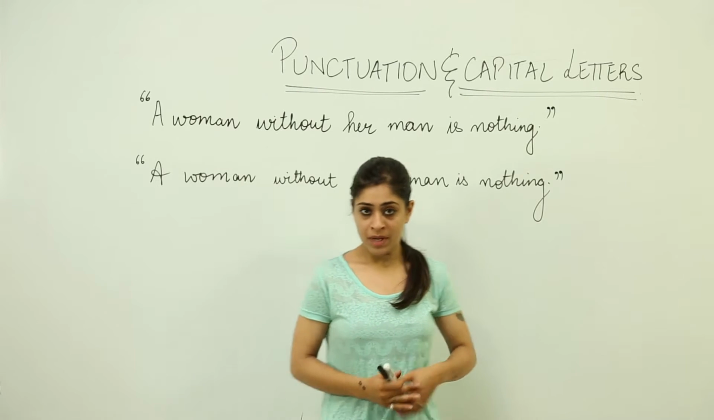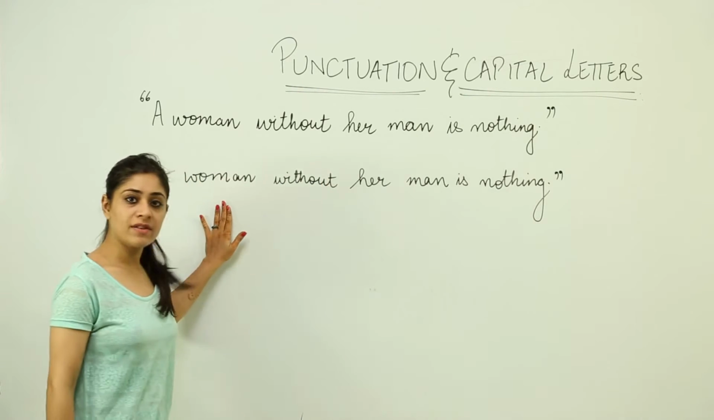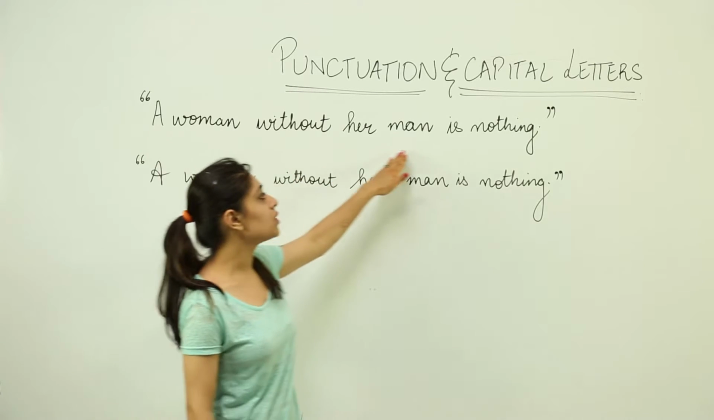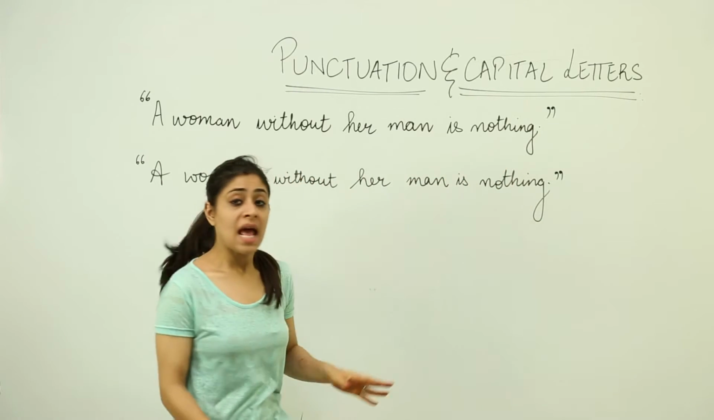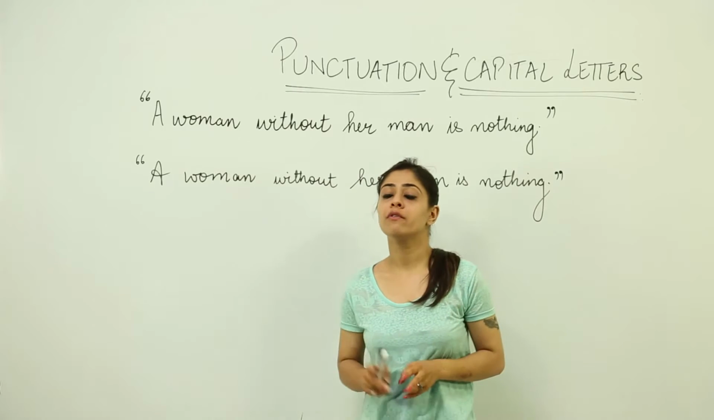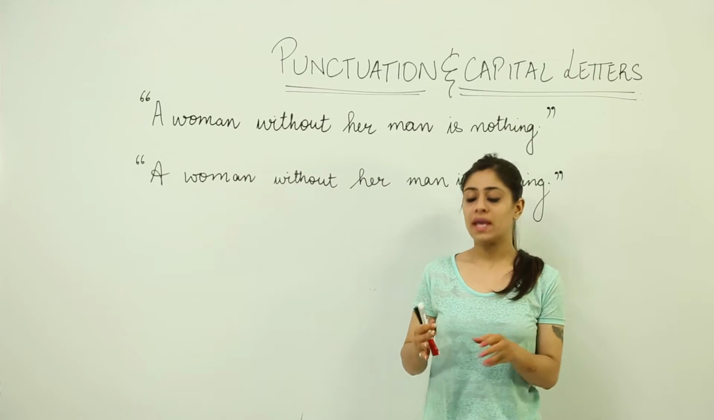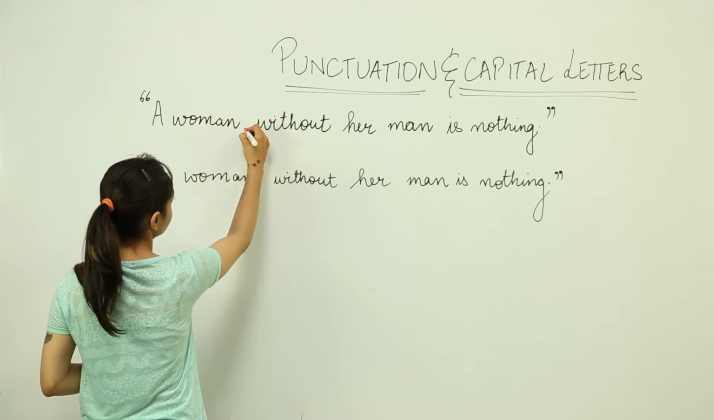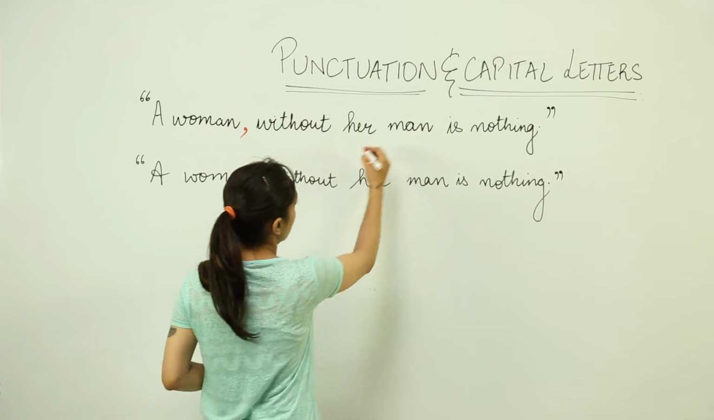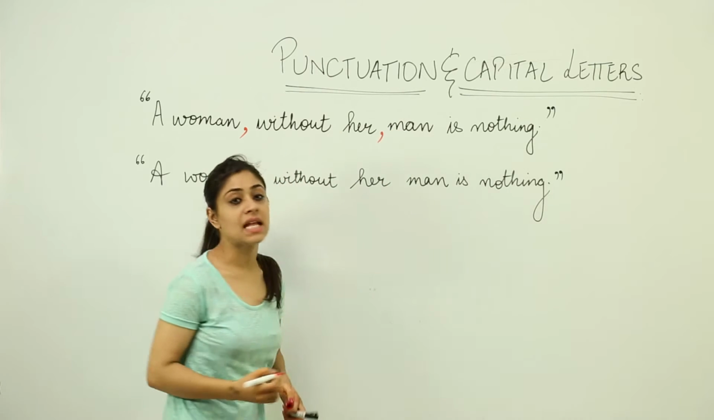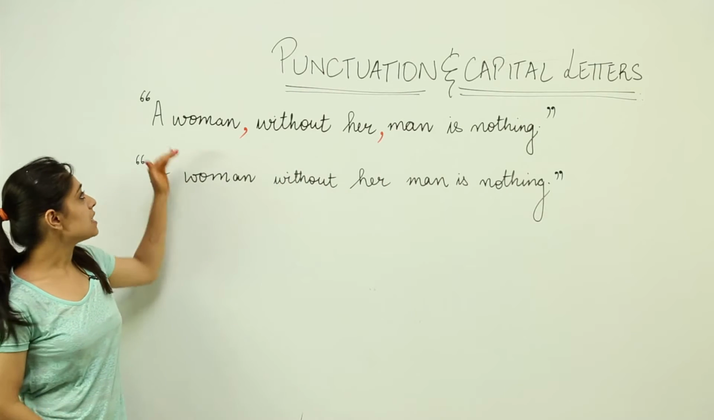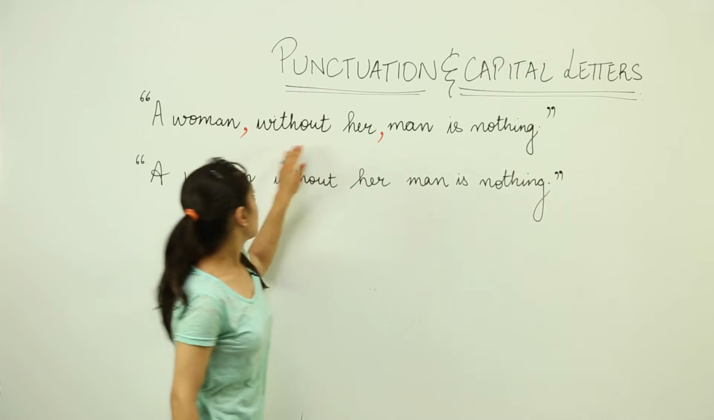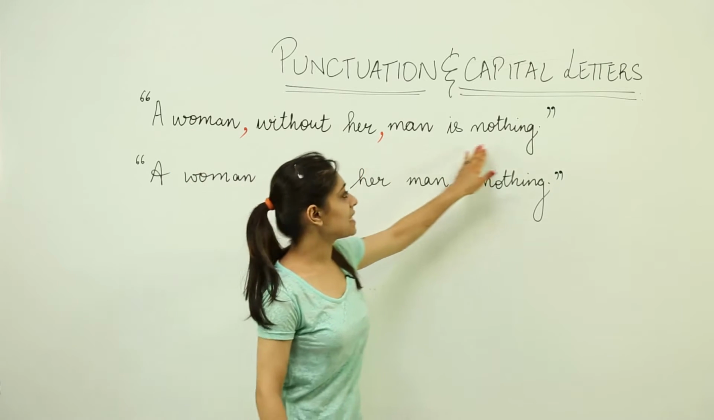For example, let's look at the board. Now we have a sentence that says, a woman without a man is nothing. Right? Let's punctuate it in two different forms. Let's see how we can punctuate it. In the first form, a woman, without her man, is nothing.